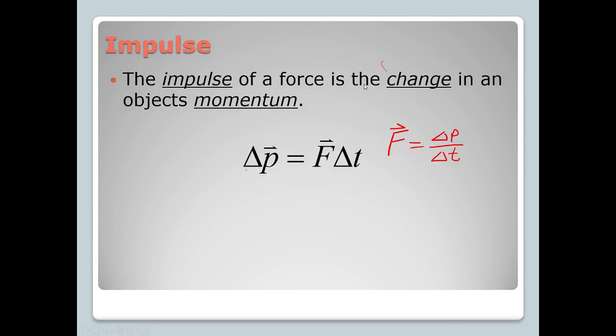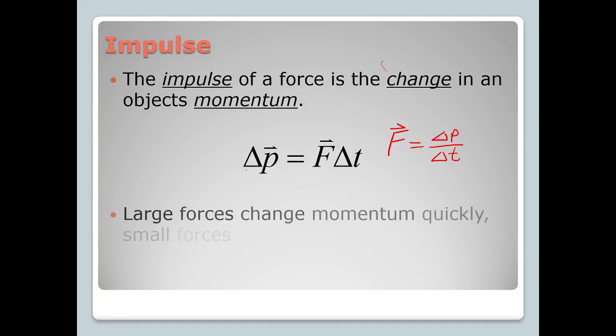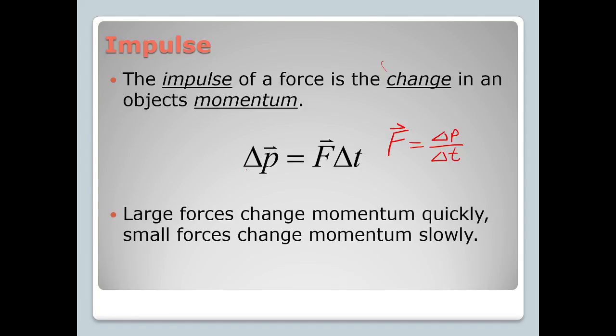So if you wanted your object to stop faster, you would need to use more force, because more force means the amount of time needed to change the momentum decreases. If you wanted to take more time to stop your object, you would use less force. This makes sense because if you want to stop something very quickly, you tend to use a large amount of force. If you use a small amount of force, the object's momentum or velocity tends to change fairly slowly.